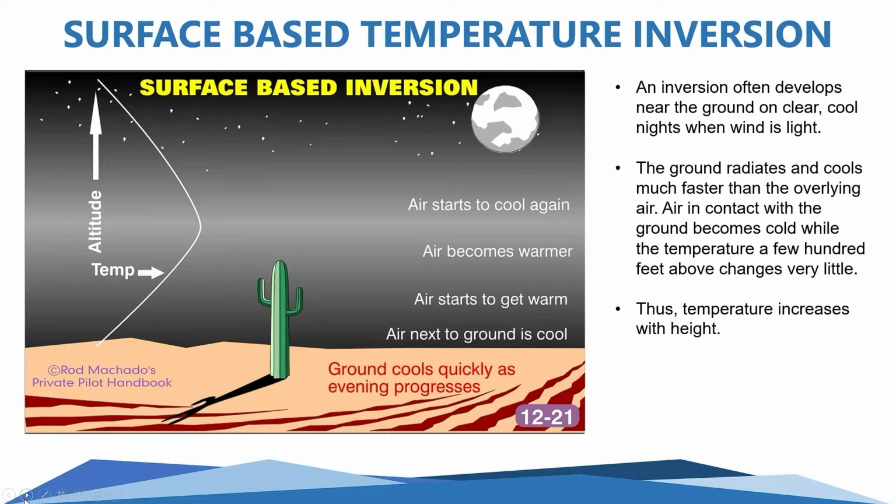As soon as the sun goes down, you basically have this warm parcel of air sitting right here, and the ground is going to cool much, much faster than that parcel of air. So the ground is going to radiate and cool much faster than the overlying air, and then air in contact with the ground becomes cold, while the temperature a few hundred feet above is going to change very little. And that's actually what causes the temperature to increase as we gain altitude.